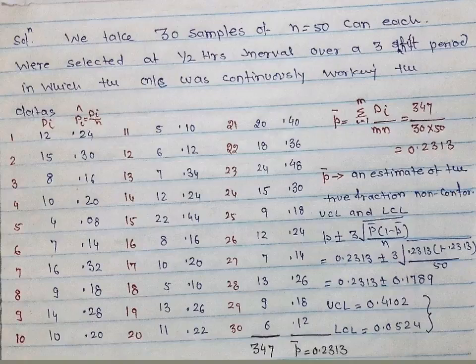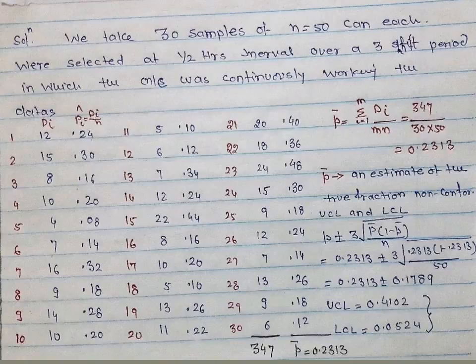With the help of this P bar, using the formula we already discussed in the previous slides, we calculate the UCL and LCL. UCL means upper control limit, LCL means lower control limit. So the upper control limit is P bar plus 3 times the square root of P bar times 1 minus P bar over n, and the value is 0.4102.